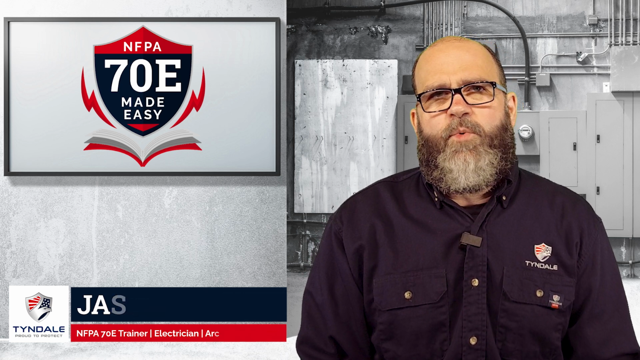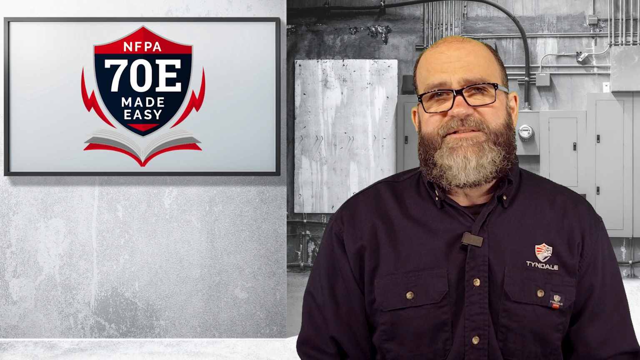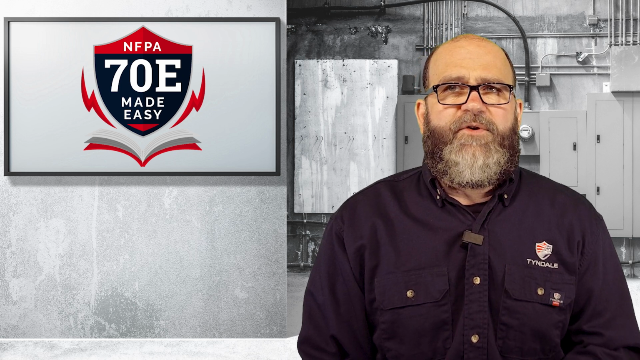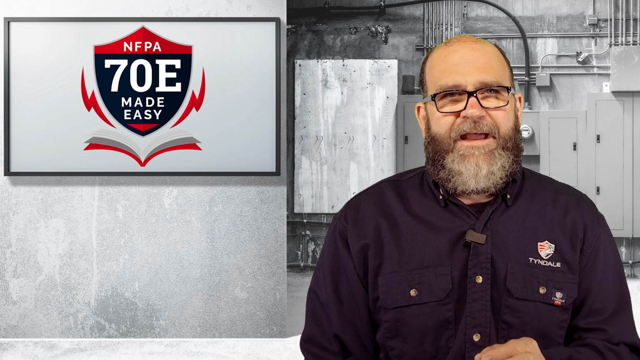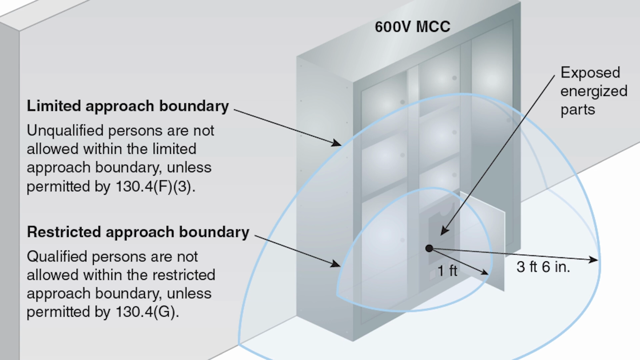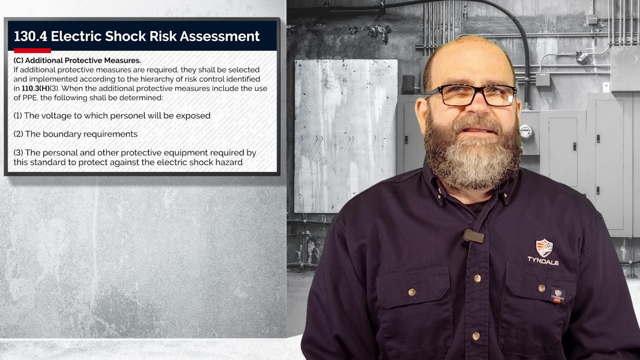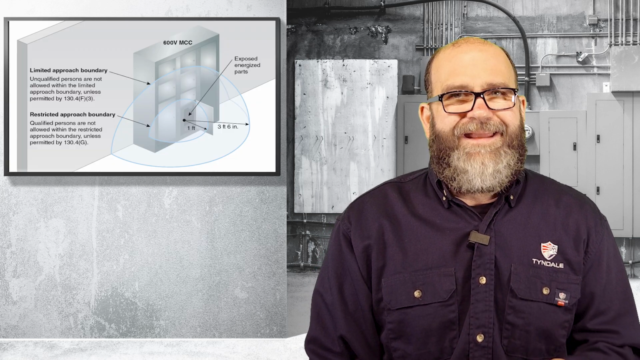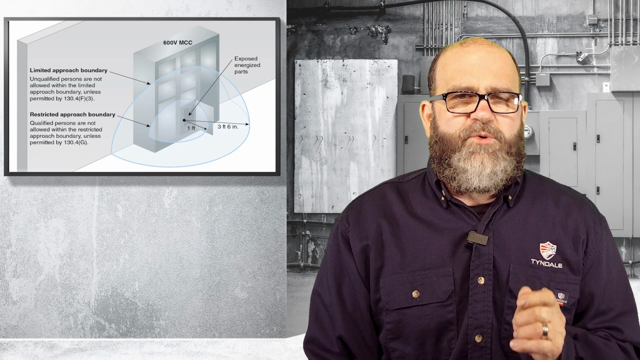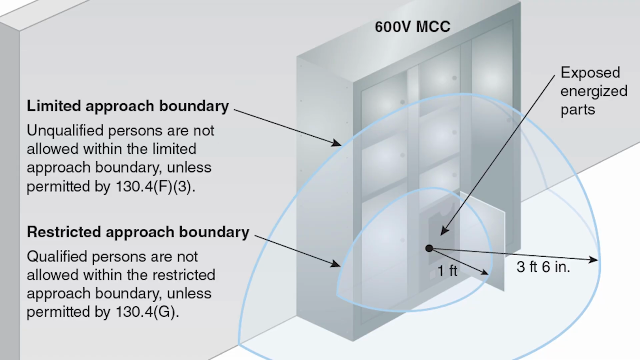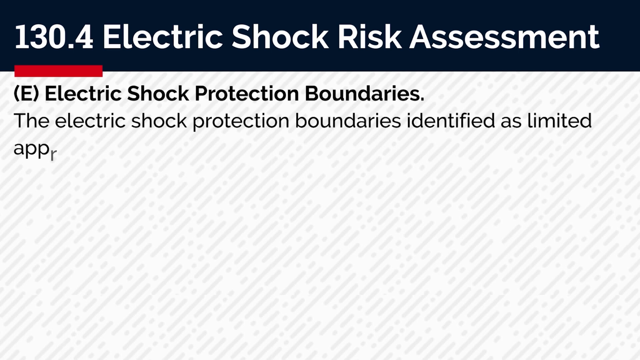Today we're going to talk about one of the most important steps to keep you safe, which is Article 130.4 E and F. This is the electrical shock approach boundaries, and it is one of the most misunderstood topics in the 70E. Last time we covered A through D. In this episode, we're going to cover E and F, which describes your shock protection boundary, known as the limited approach boundary. Let's go to 130.4E.